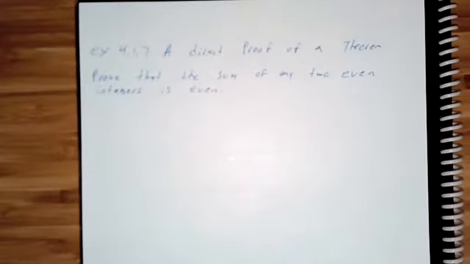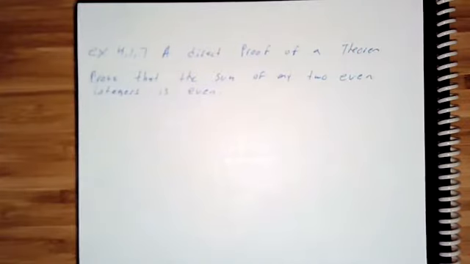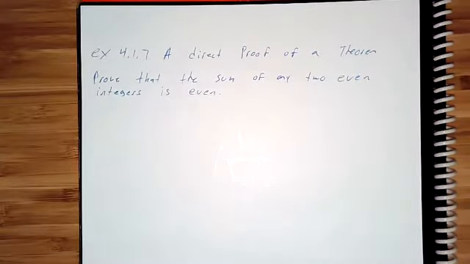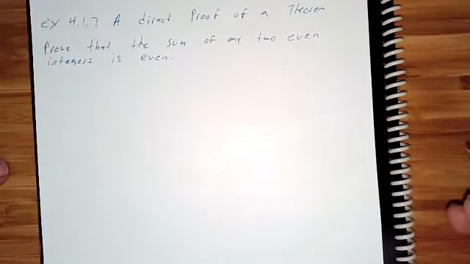So here's a random one from the book. Example 4.1.7. This is a direct proof type: to prove that the sum of any two even integers is even. So we should first start by rewriting it in mathematical terms. Let's change it into a formal argument.